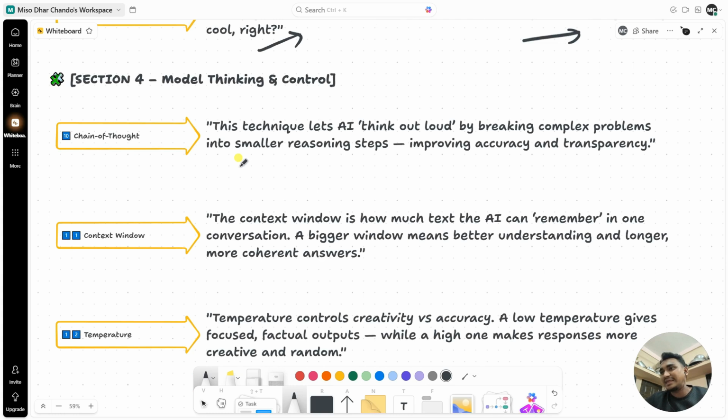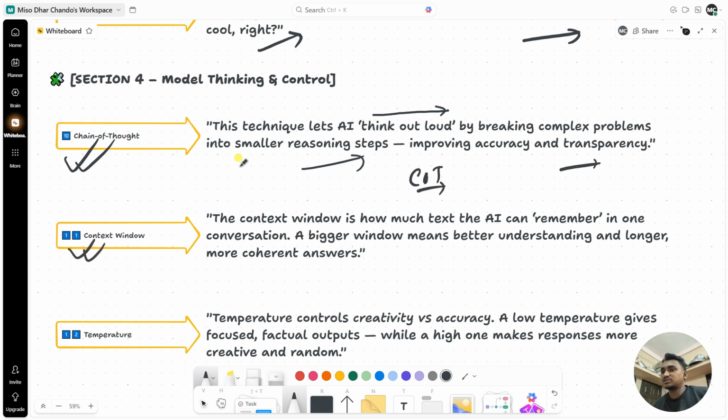Let's go to model thinking and control. The first one is called chain of thought. This technique lets AI think out loud by breaking a complex problem into simpler, smaller reasoning steps. If I have a complex task, it will break it down into reasoning steps. It improves accuracy and transparency. That's why chain of thought is used in modern thinking and control.